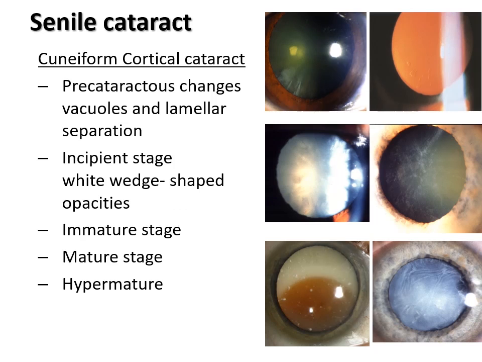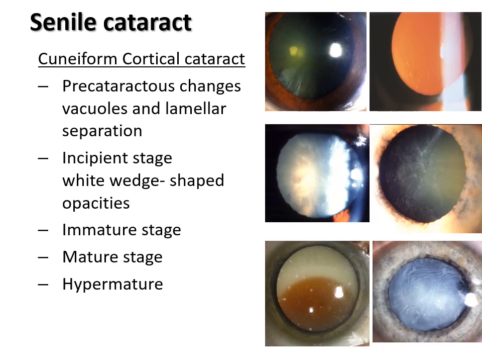In the cuneiform cortical cataract, the effect of the opacity on the visual acuity varies greatly depending on the location of the opacification in relation to the visual axis. It has several stages. The first one is known as the precataractous changes, in which by slit lamp examination you can see lamellar separation, which is also known as cleft, as well as water vacuoles.